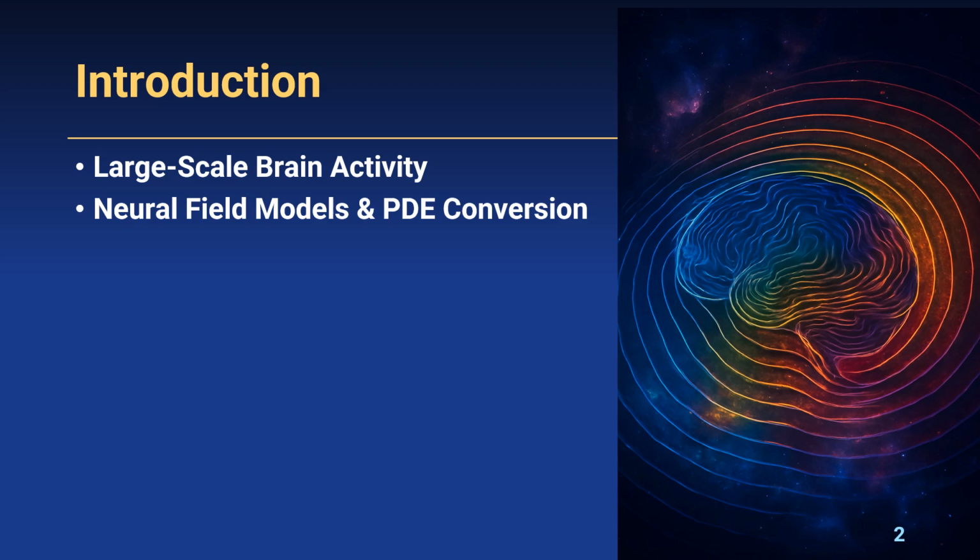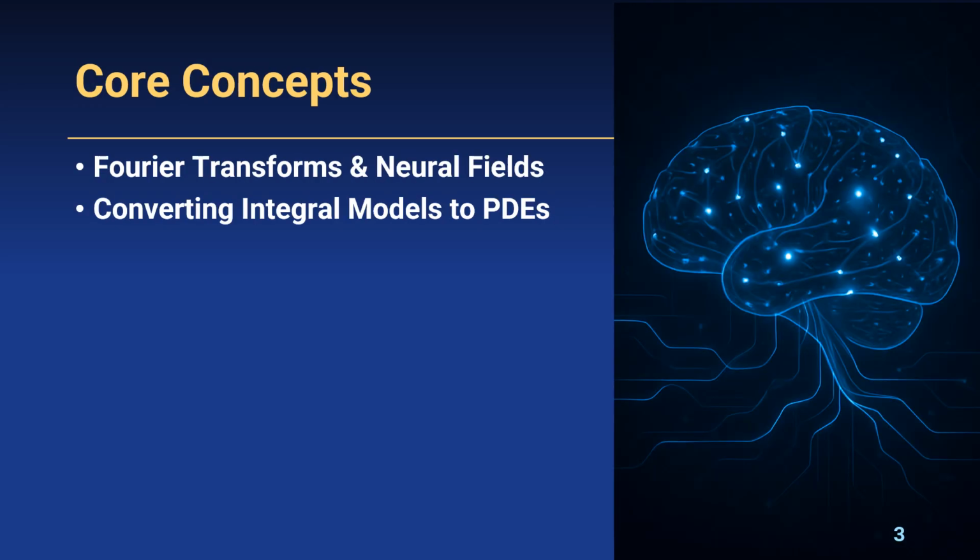By converting these integral equations into PDEs, we can simplify our analysis and gain better insights into the stability and behavior of neural activity patterns. Let's break this down. A neural field model can be represented by an equation where the activity u(x,t) at a point x and time t is influenced by the activity at neighboring points, weighted by a coupling function w(x).